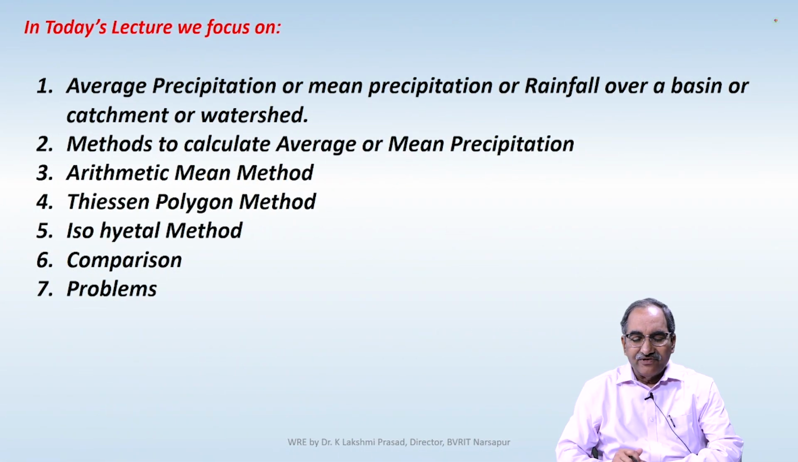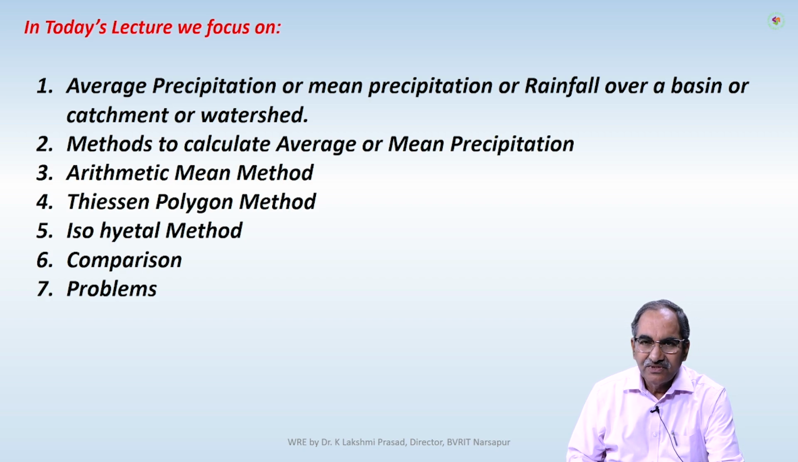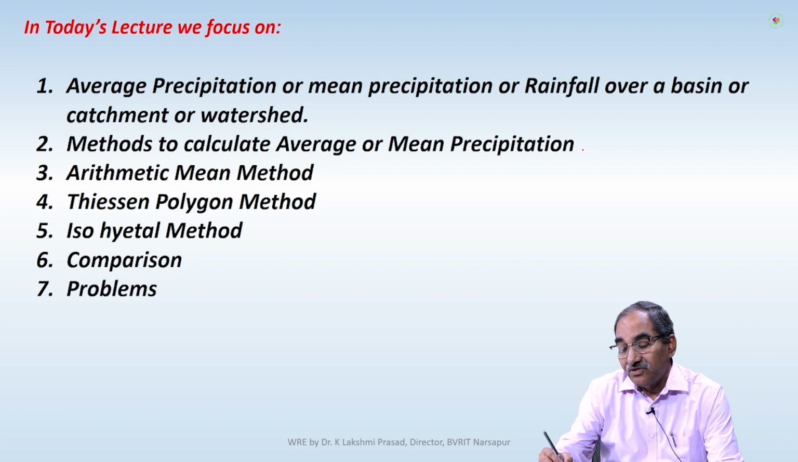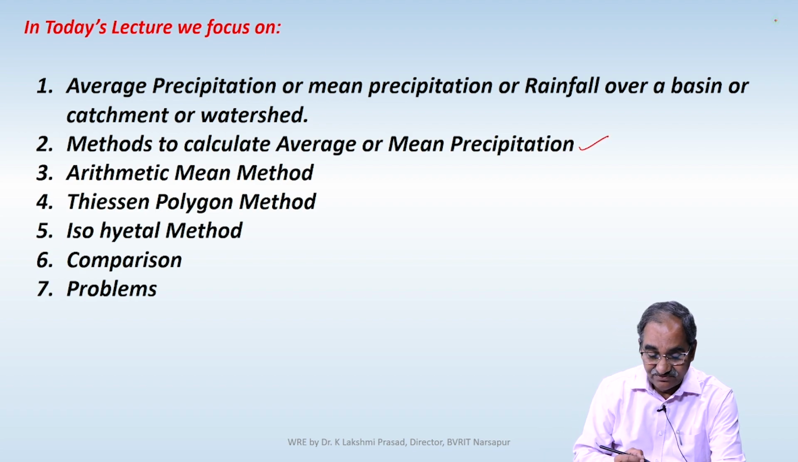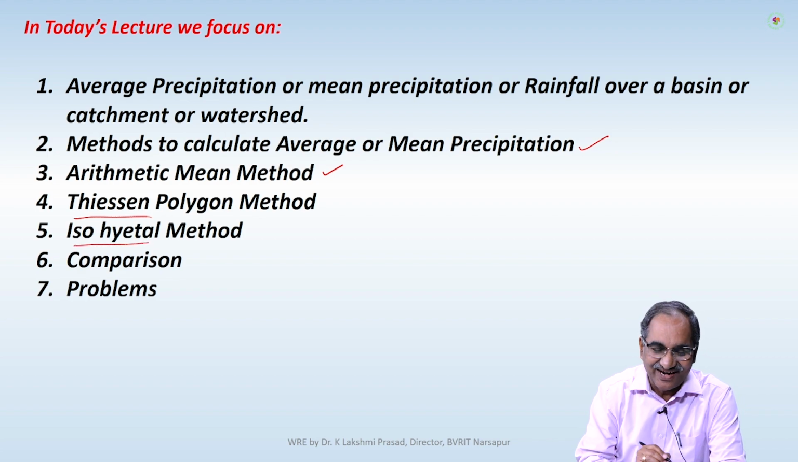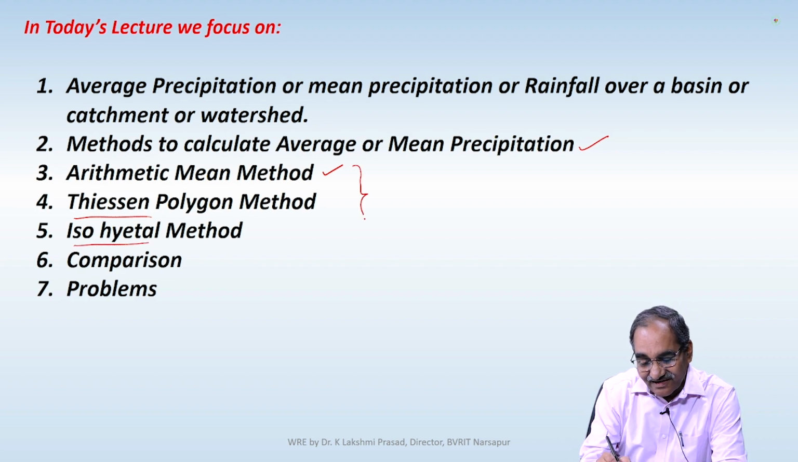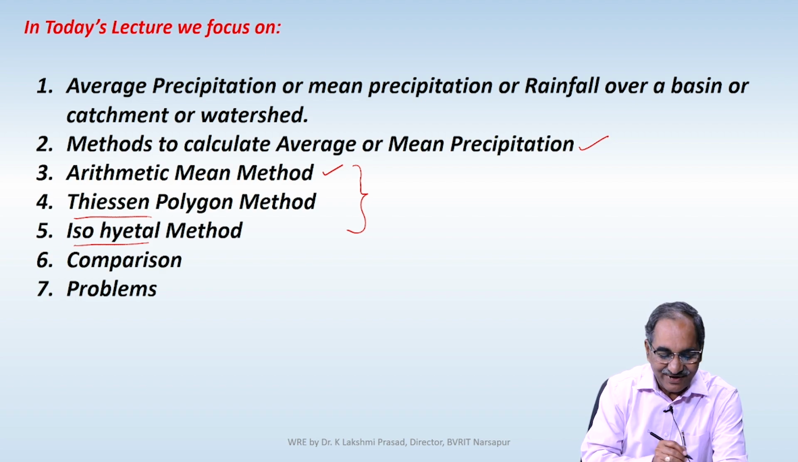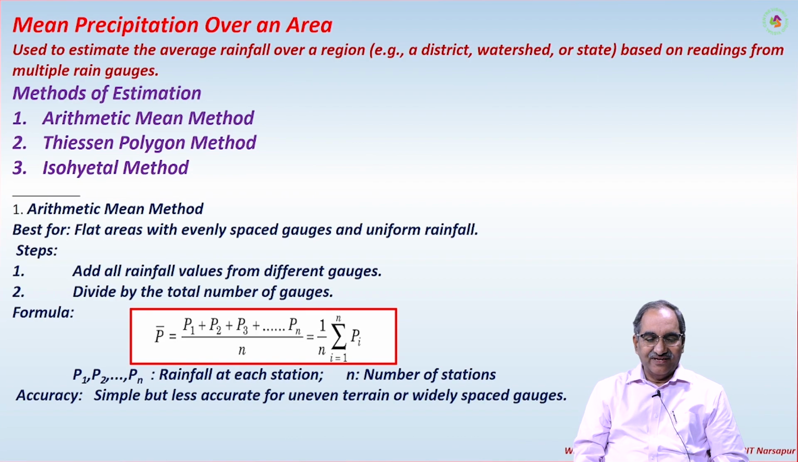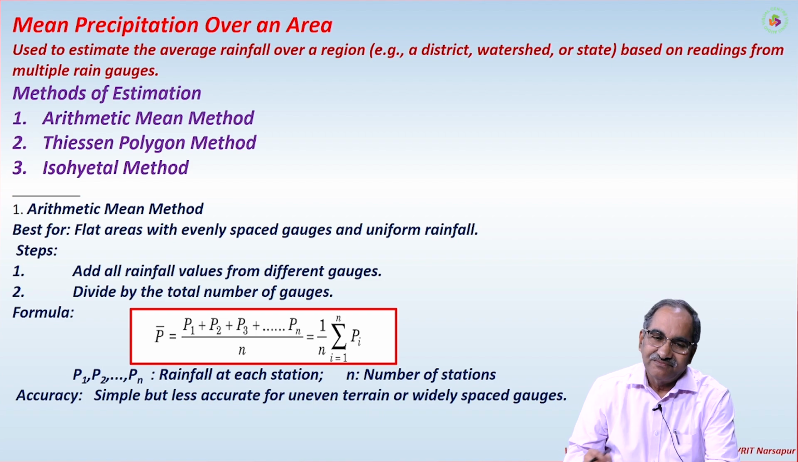While calculating the average precipitation, or mean precipitation, or in turn mean rainfall, what are the methods to calculate it? There are three methods which we are using. One is the arithmetic mean method, the second is the Thiessen-Polygon method, and the third is the isohyetal method. Let us focus on these three methods, and then see the comparison along with some more problems in those three methods.